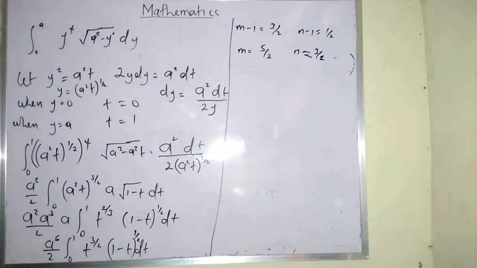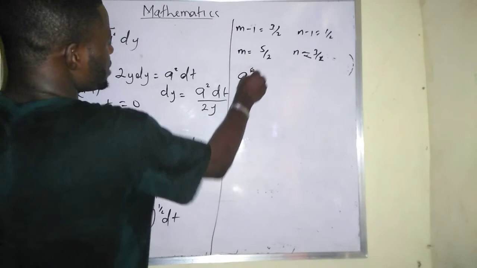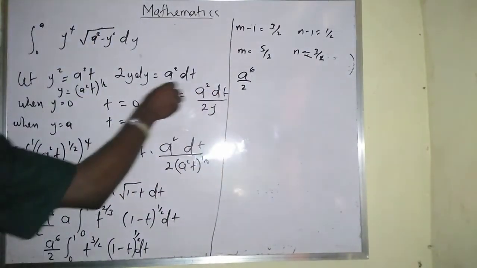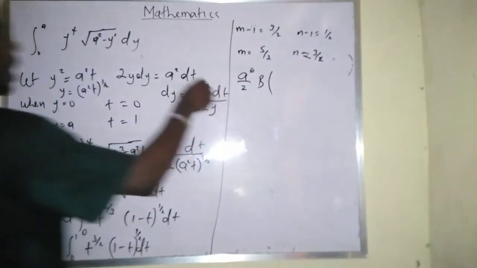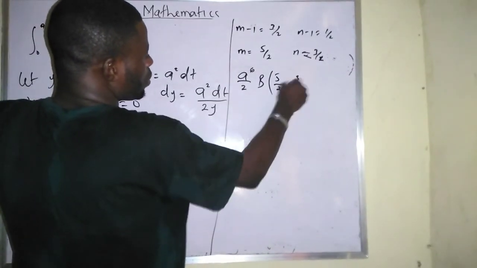Now, since I have that, I can now move on to my beta. Now, it means I'll be running towards the function this way, a raised to power 6 all over 2. It will now be beta of 5 all over 2, 3 all over 2.